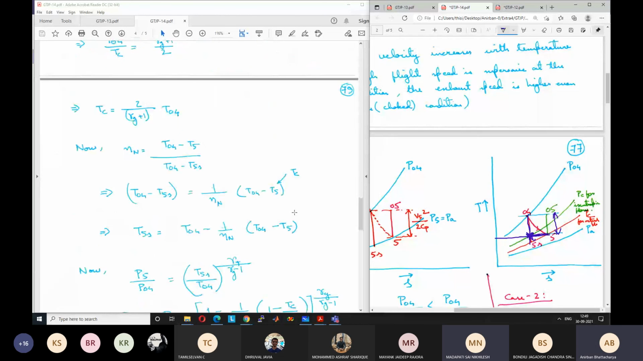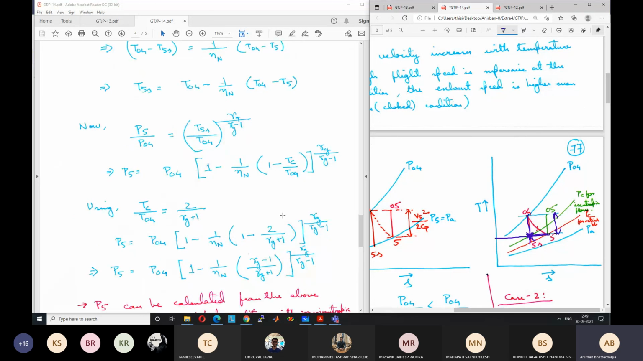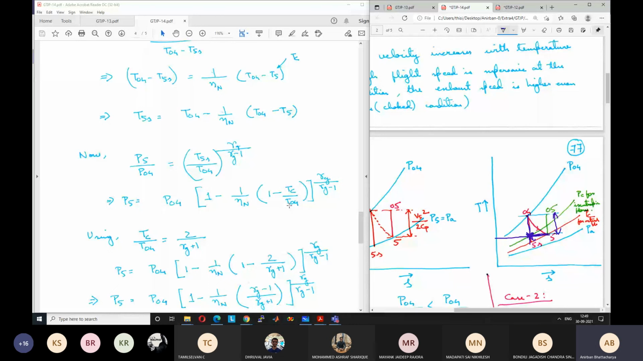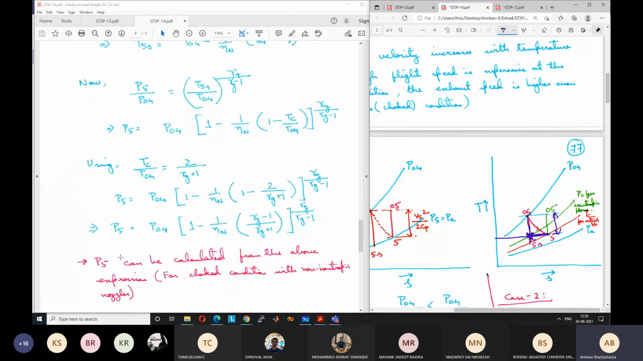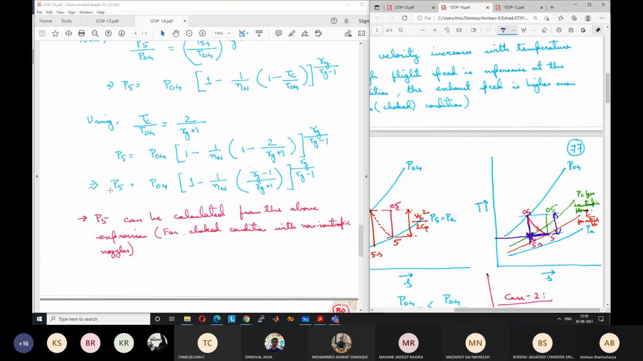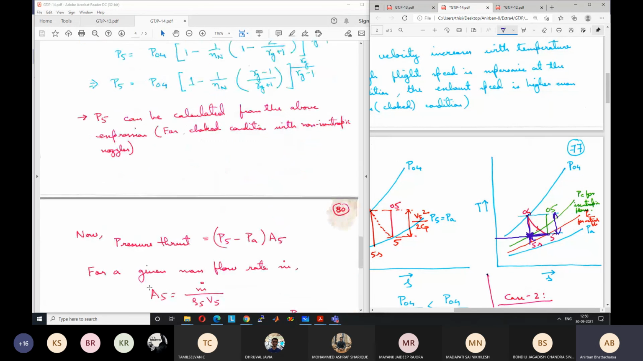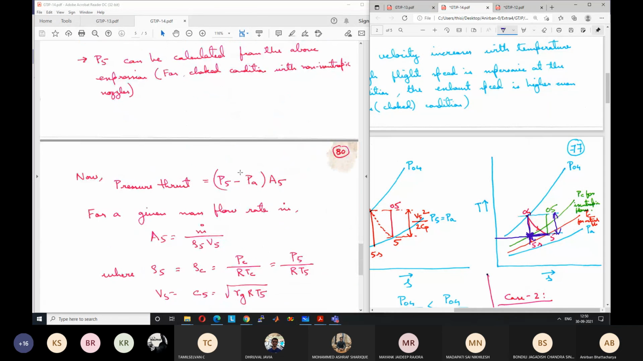Correct. We want to calculate the thrust of an engine, and the thrust in this case will comprise the momentum thrust, which we can easily calculate based on T5. But we also need to calculate the pressure thrust, because the pressure thrust will not be negligible now, as P5 is greater than PA. So P5 can be calculated from this above expression. We should actually calculate it step by step, but it is given by this expression. So the pressure thrust is equal to P5 minus PA into the area of the exit, which is A5.